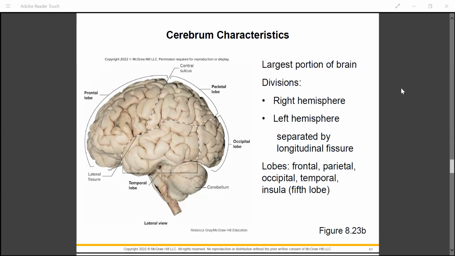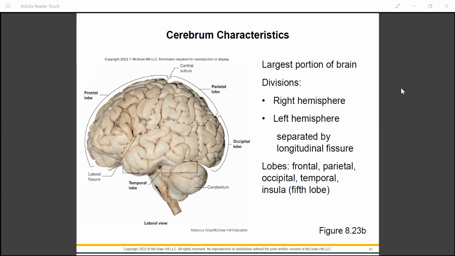Okay, our cerebrum is the largest part of the brain by far. And so we divide it in a few different ways. We have a right and a left side of our brain, that's separated by the longitudinal fissure. You'll be able to see that a little better when we look at an above view.